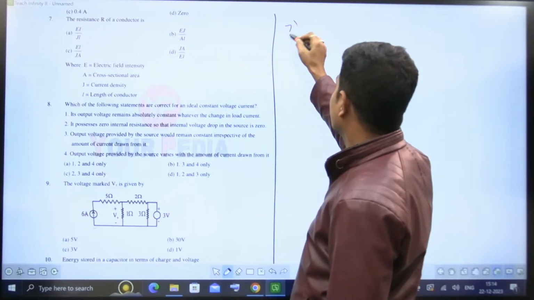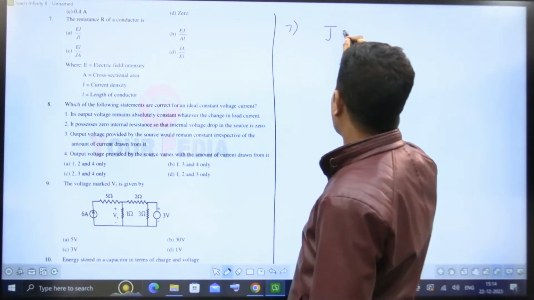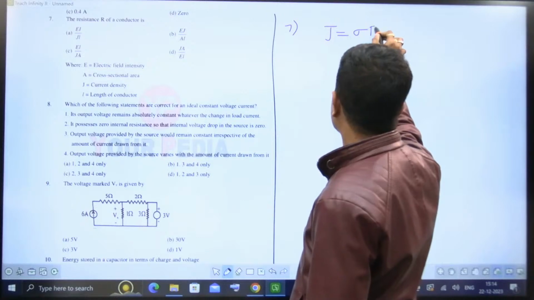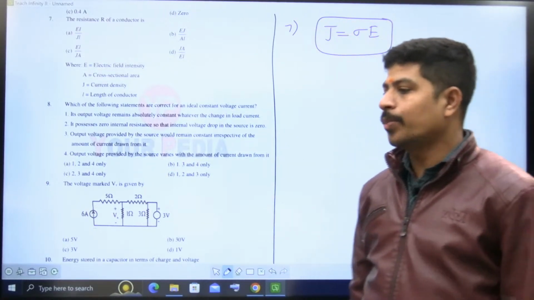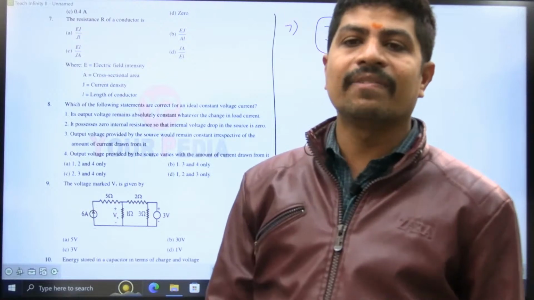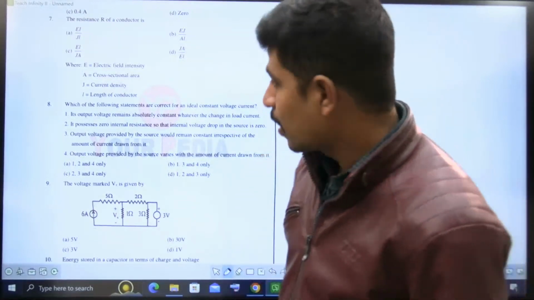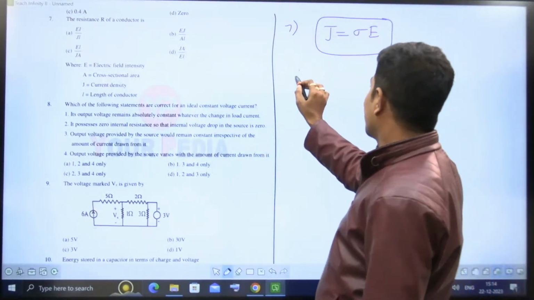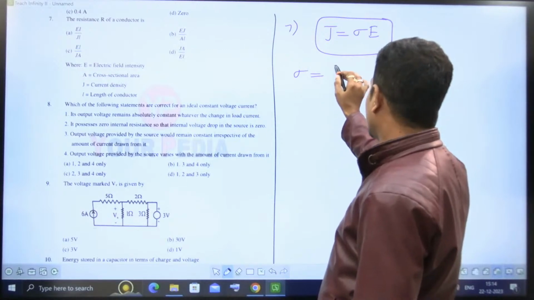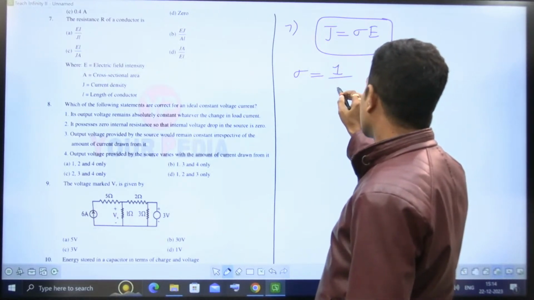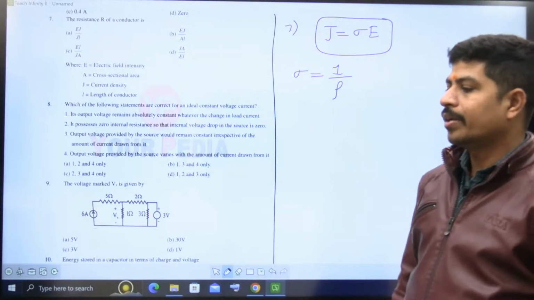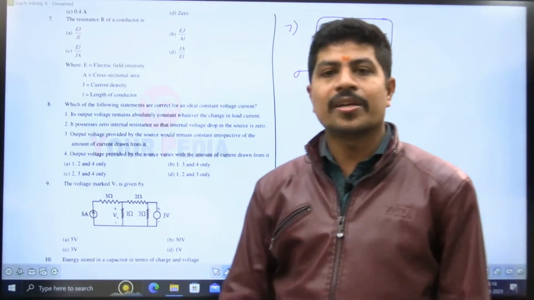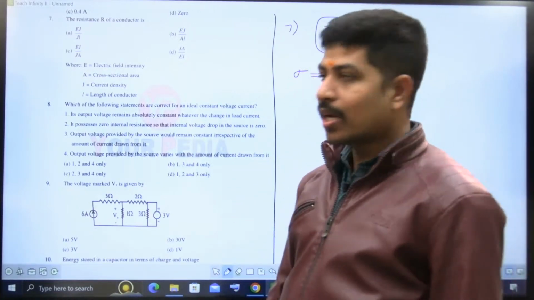Question number 7 solution I'm doing here. Current density J is equal to sigma into E. This is the formula, please do remember it. Sigma is conductivity, E is electric field intensity, J is current density. And rho is the resistivity. Rho and sigma are reciprocals; conductivity and resistivity are reciprocals.